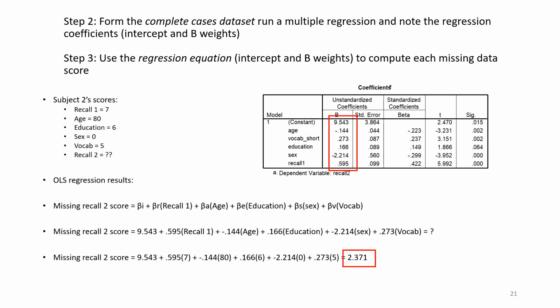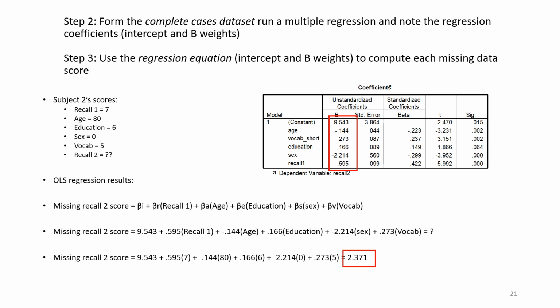Then in the next stage of step 3, we note the person who we want to estimate their recall score at time 2. We note their scores. So their recall score was 7 at time 1. They were 80 years old. They had an education of 6. They were, I believe, a male. Vocabulary of 5, and we don't know what the recall score is.